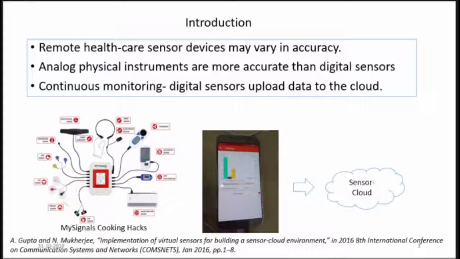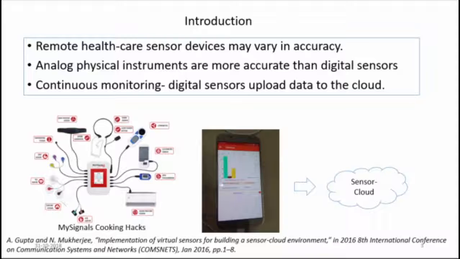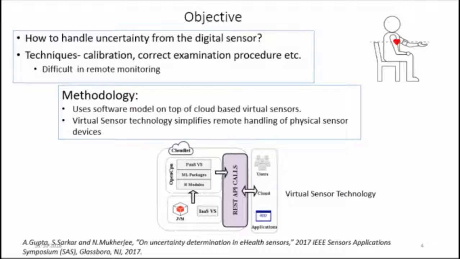Now, the problem is that normally, in the case of analog sensors, those give accurate values, and what happens with digital sensors? They are automatic, but they are prone to errors. What kind of errors? From several experiments and tests, we have seen that whatever sensors we are using, they have some kind of accuracy related error and some precision related error. Of course, we have checked: there were no bias errors.